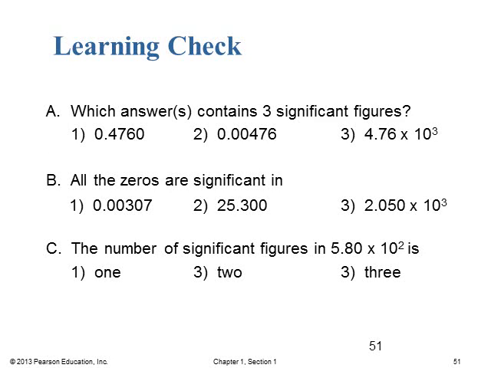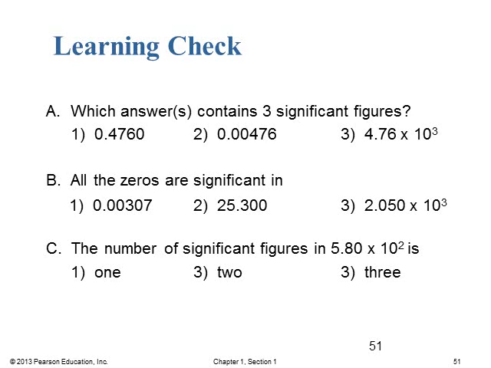Another learning check: which answer contains 3 significant figures? Or answers, I should say. And so in choice 1, 0.4760, that 0 after the 6 is after a non-zero digit and after a decimal, so it is significant. So in that case, 4760 are all significant figures, so that's 4.